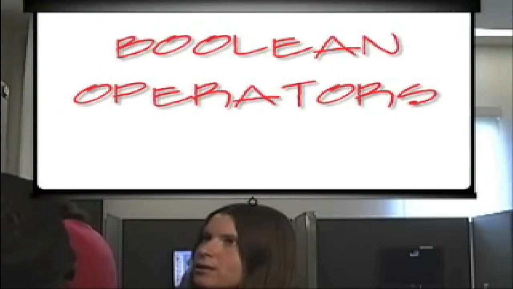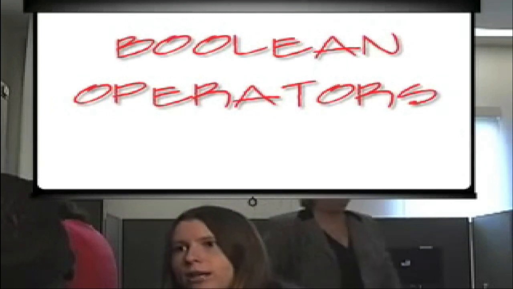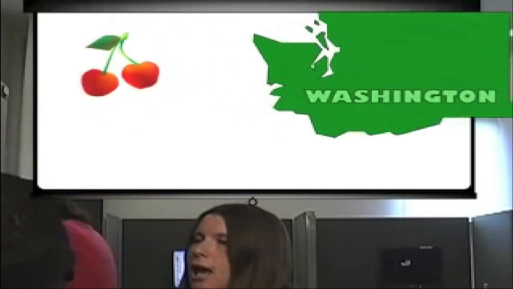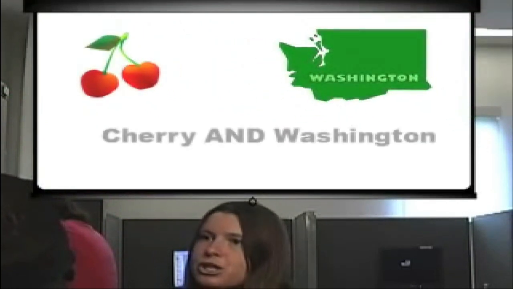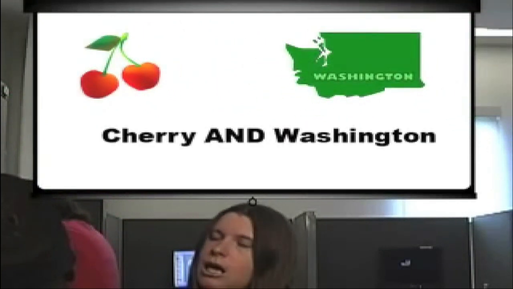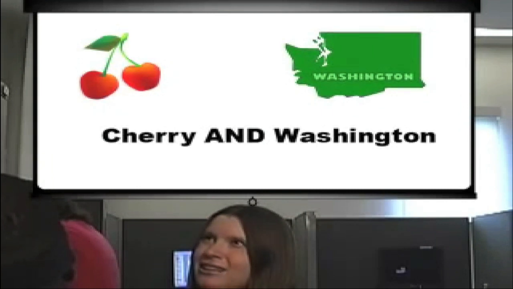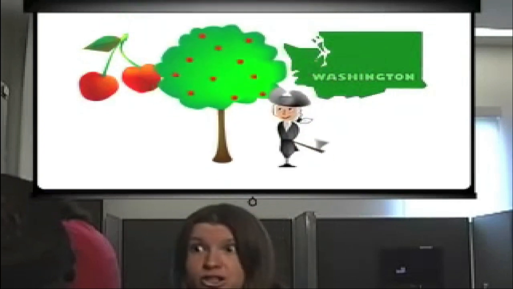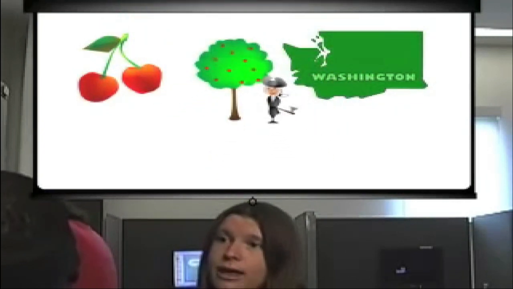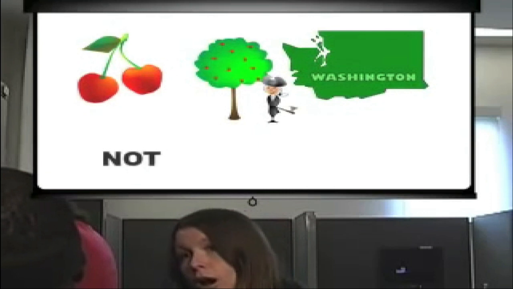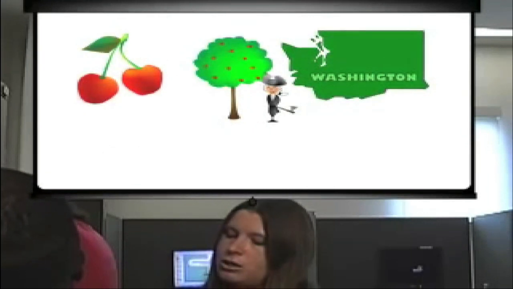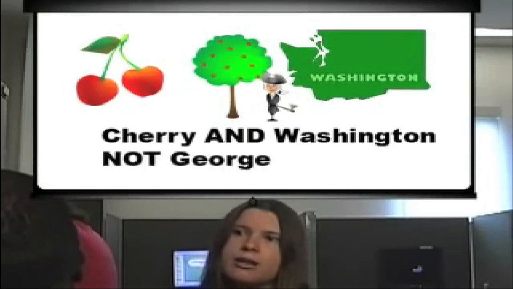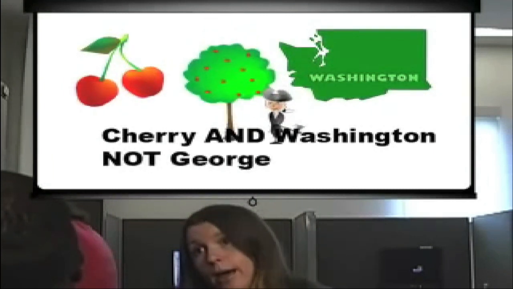Say, for instance, that you were wanting to do a search on the cherry industry in Washington State. What you could do is a search for cherry and Washington. But in addition to everything about the cherry industry, you'll get stuff with George Washington chopping down the cherry tree. So you can use another Boolean operator, not. You can go cherry and Washington, not George. Then everything having to do with George Washington is going to fall away.